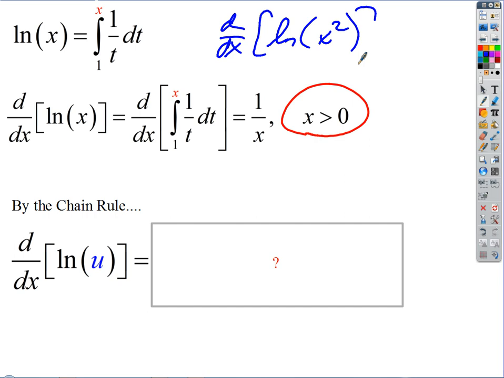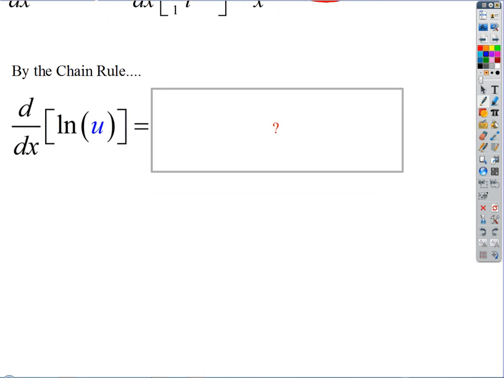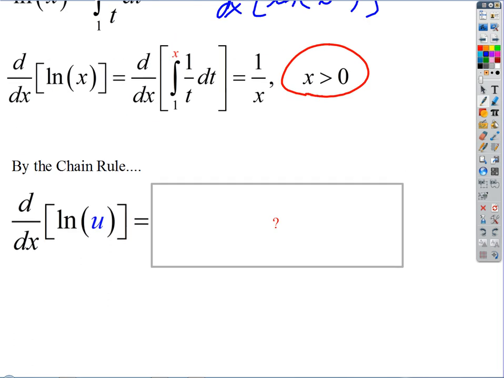So by the chain rule, that's a good review. We haven't done this in a little while either. By the chain rule, how's that going to work? If I want to differentiate with respect to x, log of u, where u could be any function of x, how's that going to work? Now think chain rule, outside in. What's the derivative of log of u going to look like? What's our rule for that? It's new, but there it is, right? 1 over u.